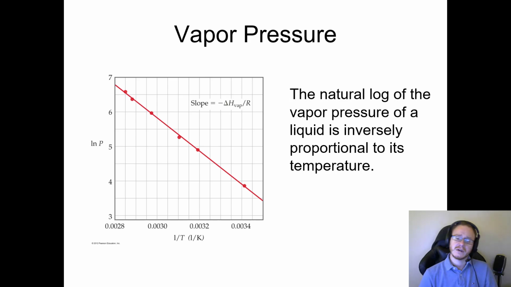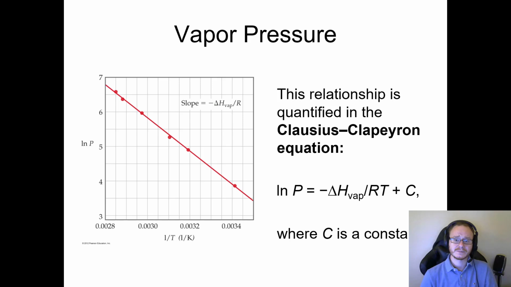The natural log of the vapor pressure is inversely proportional to its temperature. This is a very useful graph because it allows me to predict what the boiling point might be based off of the pressure. There's an equation for this. This relationship is the Clausius-Clapeyron equation.